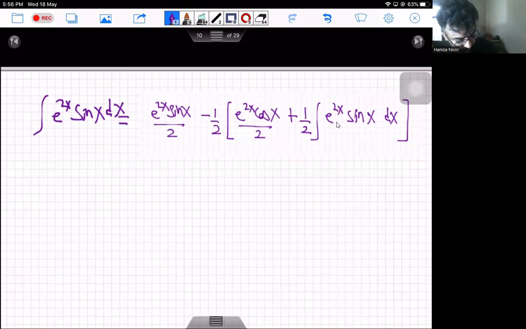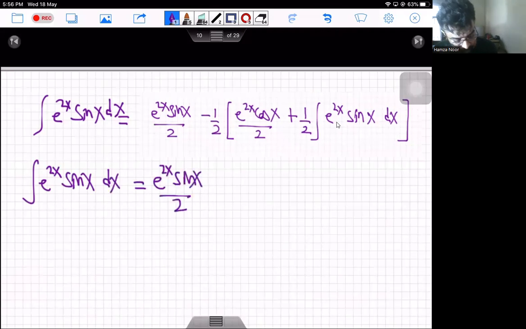First of all, what I can do over here is expand this bracket. So integrating e raised to the power 2x multiplied by sin x with respect to x is equal to e raised to the power 2x multiplied by sin x over 2 minus half times half, which will give you minus 1 over 4 times e raised to the power 2x multiplied by cos x.